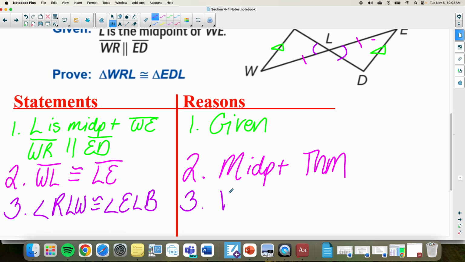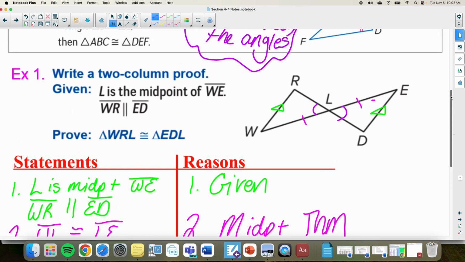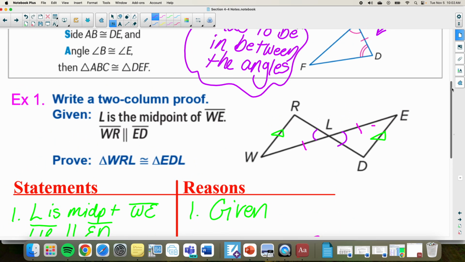Vertical angles. Yep, vertical angles theorem. Very good. All right. Now, right now, we know 3 different ways to show triangles are congruent. We know side, side, side. We know side, angle, side. And we know angle, side, angle.